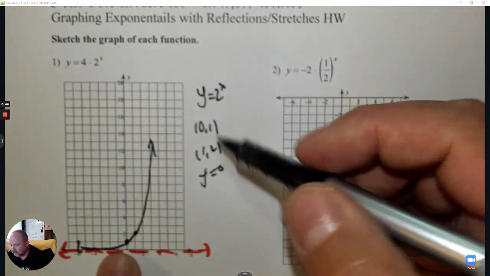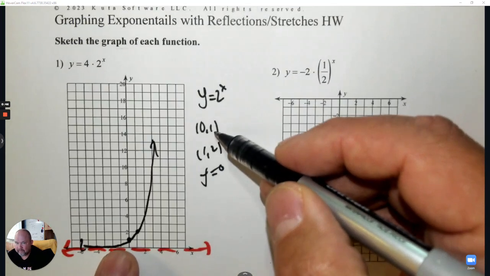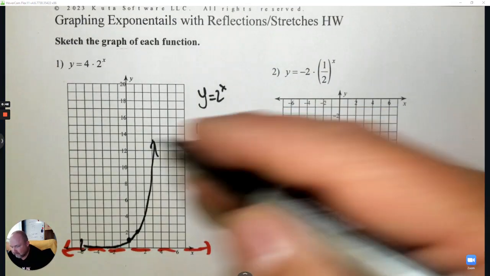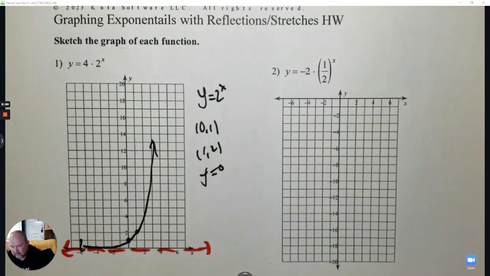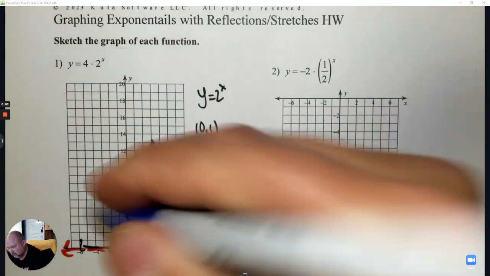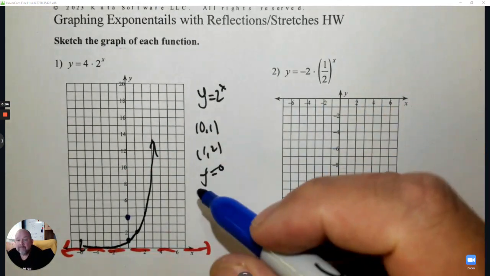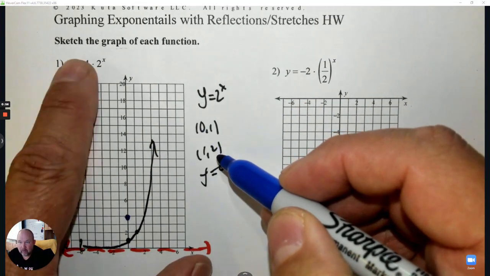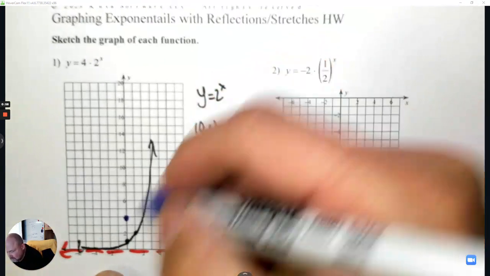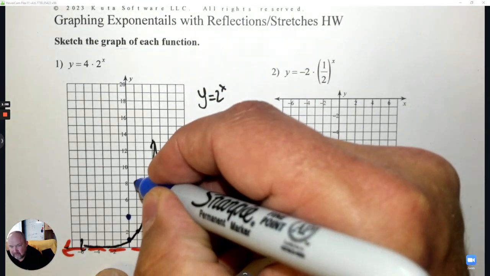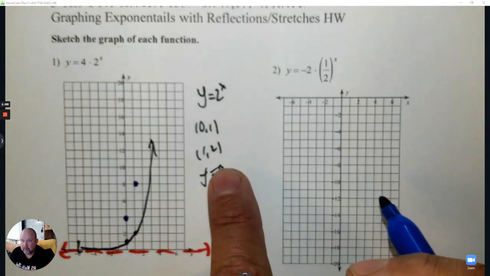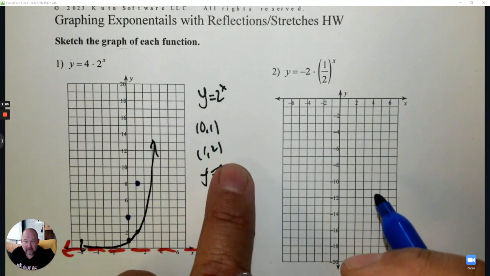Just the y coordinates. So we're going to go 1 times 4 and find where that is. I'll make that blue. And then 2 times 4, that's 8. So I change this one to 8. And recognize 0 times 4 doesn't change the asymptote at all.